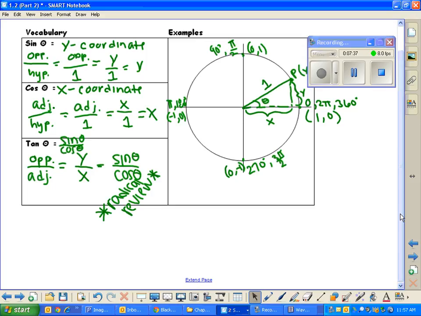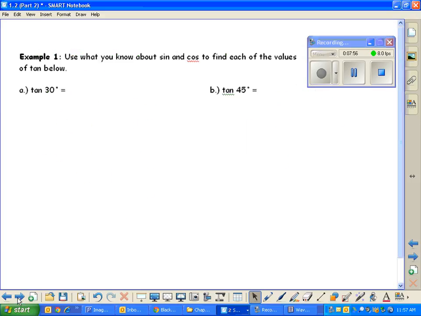Are we okay with how we got tangent? It's brand new, but we all see it. We all see opposite over adjacent, just y over x, but we know it's sine over cosine. I see confusion. Are we okay? Yeah? Okay. All right, let's do two together.